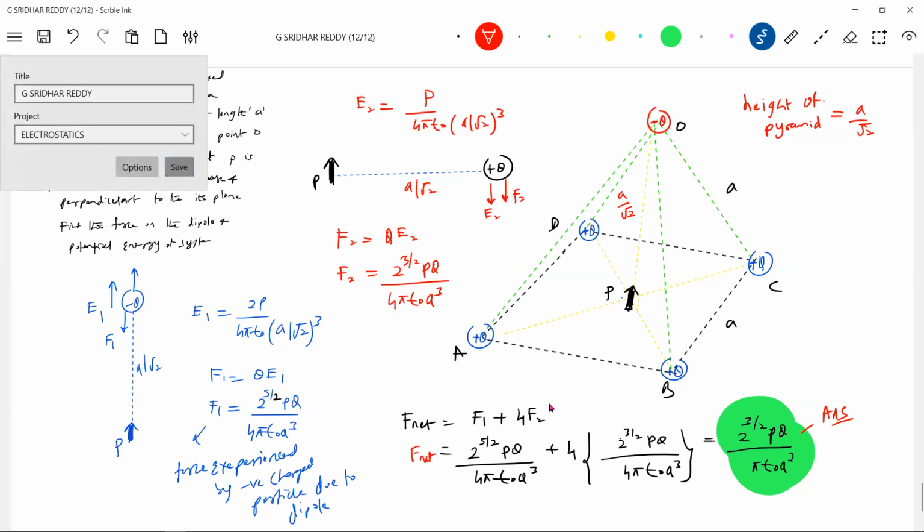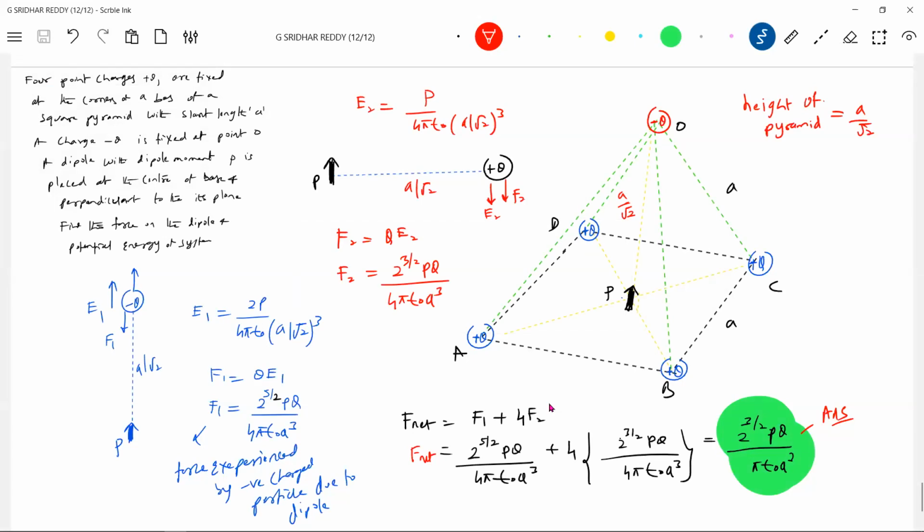Sir, it should be 2 to the power 3 by 2 into 6 PQ by pi epsilon naught A cube, sir. 6 PQ? Why? It is 5 by 2, it is 3 by 2. That 4 is also there, no, sir. 4 plus 2, 6, no, sir. Okay, this 4 is there. So this 4 will become 2 square, no? Oh, 2 square, it will be, okay, it is a 2 square.